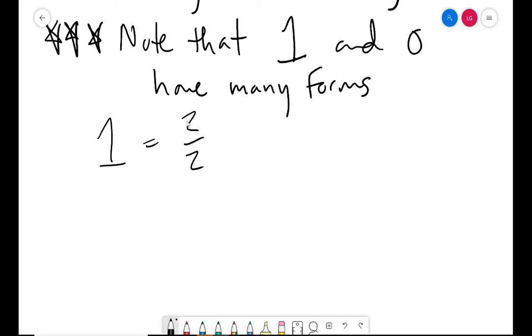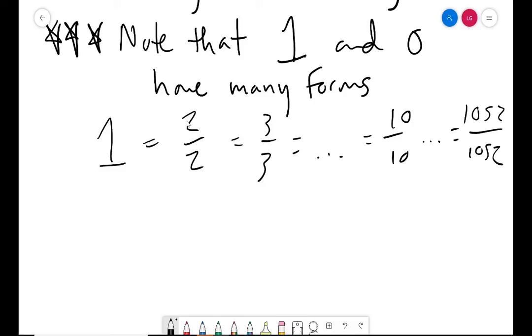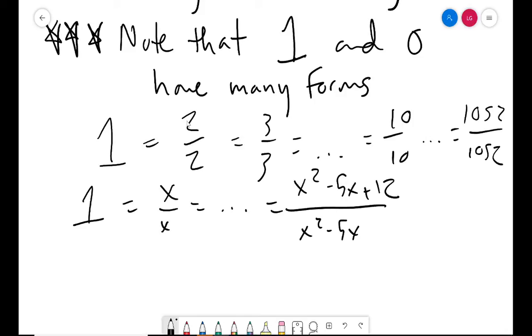Well, 1 is equivalent to 2 divided by 2. It's also equivalent to 3 divided by 3. It's also equivalent to, say, 10 divided by 10, or 1052 divided by 1052. The division of something by itself gives you 1. It is an equivalent way of writing 1. And therefore, as well, x over x, or x squared minus 5x plus 12 over x squared minus 5x plus 12.